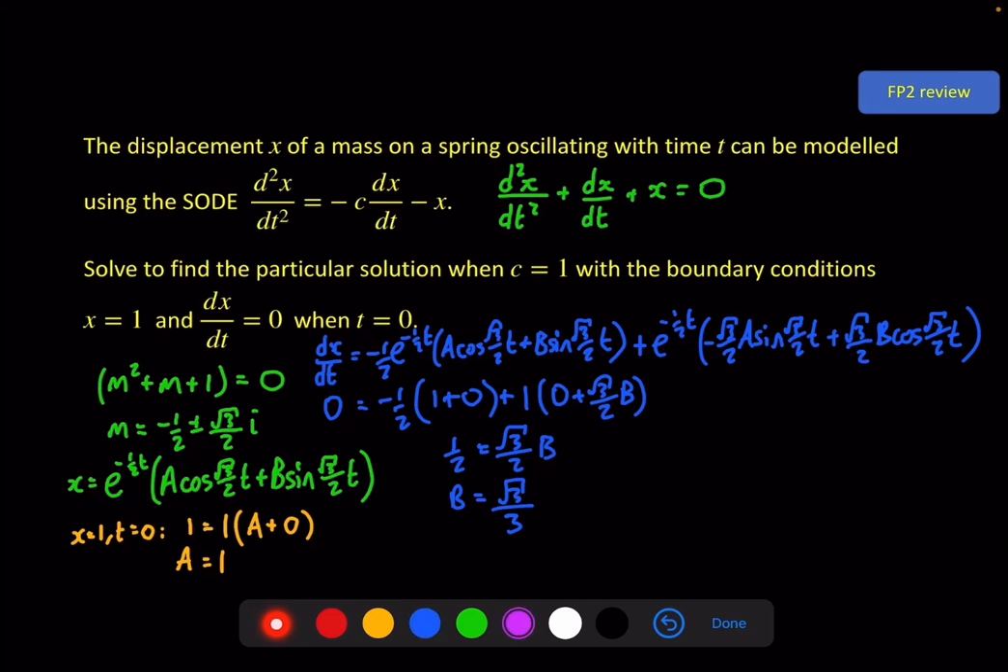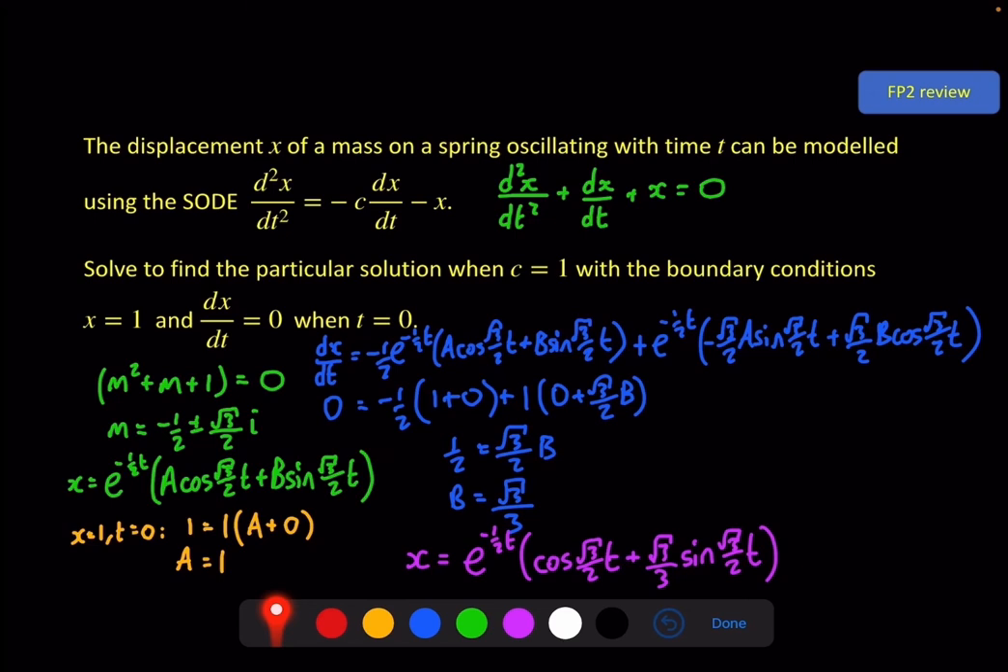So our particular solution is x equals e to the minus a half t, a is 1, so that's cosine root 3 over 2t, and b is root 3 over 3, sine root 3 over 2t. Now that looks quite horrible, but there's something to say about this. If we've got a mix of sine and cosine, then that is some wave function. But then we have this multiplier in front, and as t gets bigger, this gets smaller. So as we go along, the wave amplitude gets smaller and smaller.